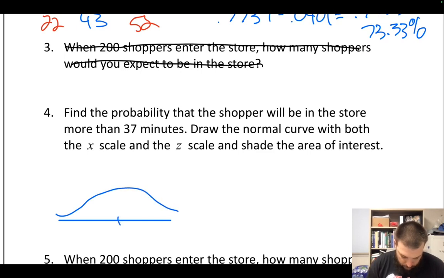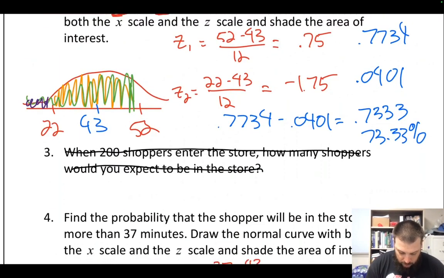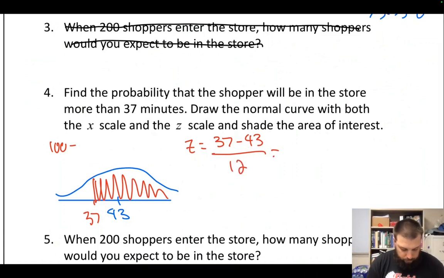Okay, so again, we're at 43. We have 37, and we want more than, so that's going to be the right side. So it's a quick reminder, hey, we're going to have to go 100 minus, or 1 minus, once we find that. But I need to find my z-score first. So z equals 37 minus 43 divided by 12. So we get a z-score of negative 0.5. So we'll take that to the table.